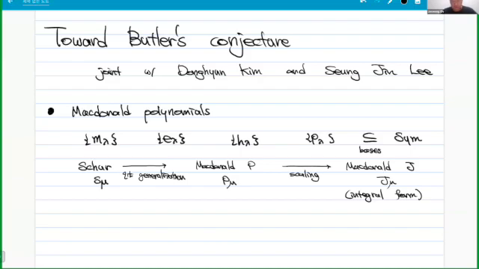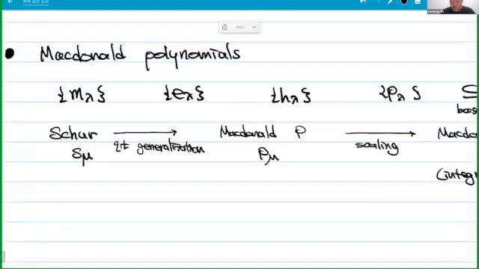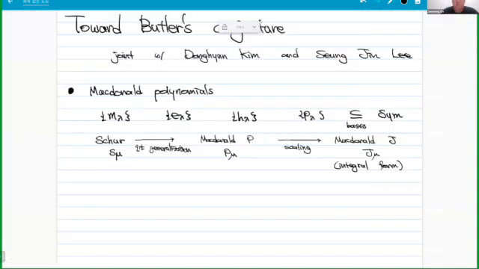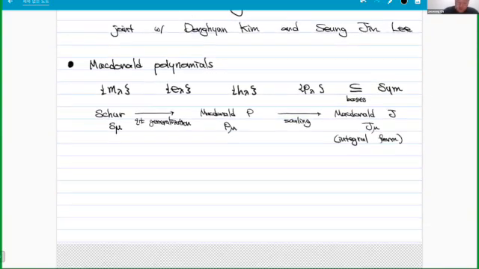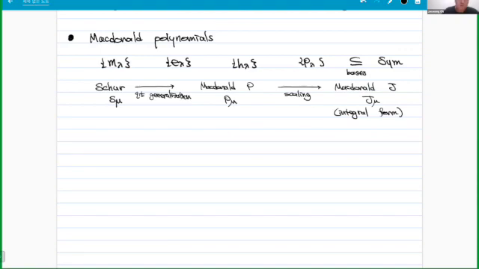A few years later, Macdonald defined the Macdonald J polynomial. The polynomiality was proved. The more difficult question was the Macdonald positivity conjecture.